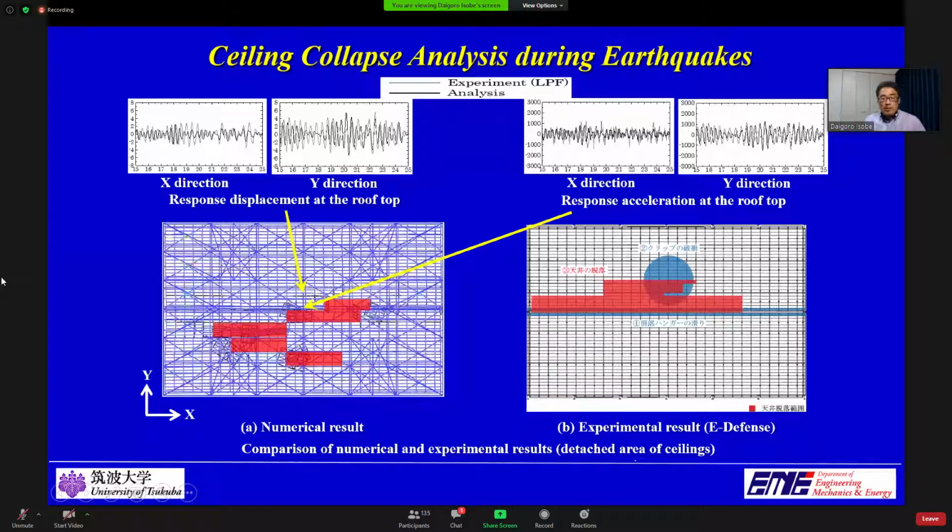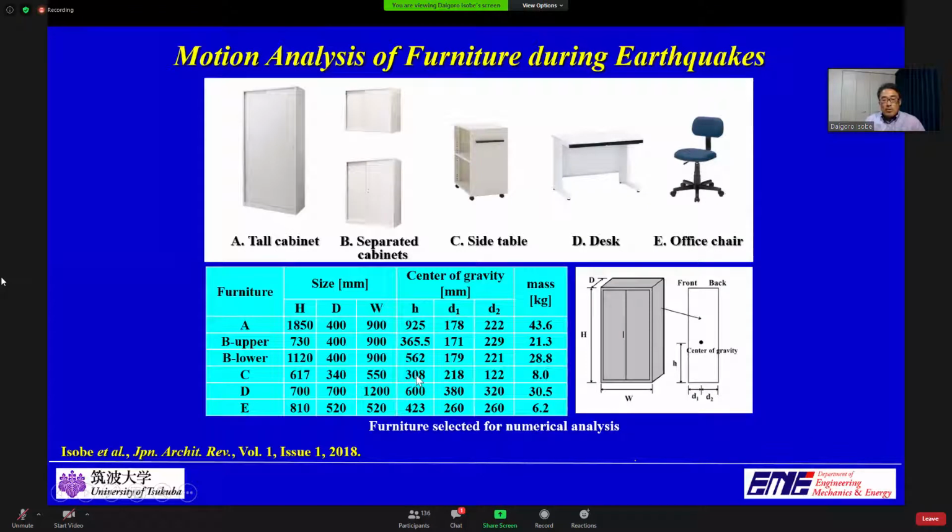Next, I would like to show you a recent simulation on the behaviors of furniture during seismic excitation. We analyzed the motion behaviors of these furniture and validated with the experimental results. There were 5 furniture altogether, from a very heavy cabinet of about 44 kilograms to a very light office chair with casters of about 6 kilograms.